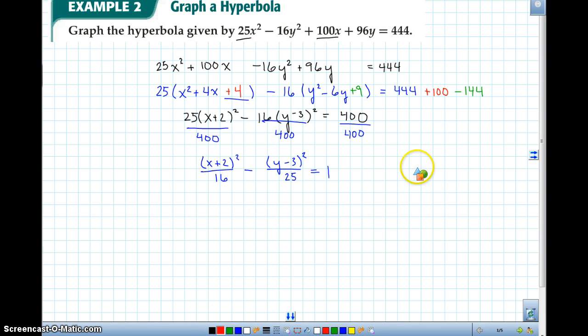So we can go ahead and graph this now. Let's go ahead and identify our center. Center is at h, k. You can see that h is negative 2. k is 3.